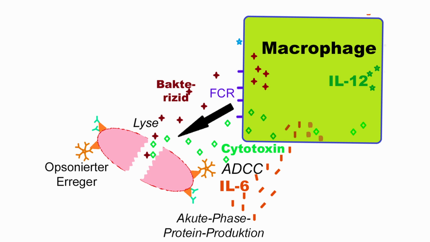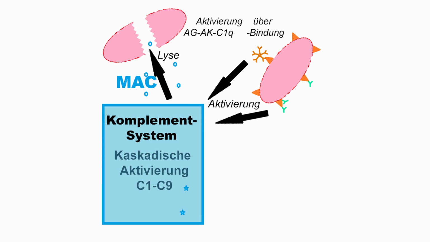Macrophage-mediated lysis of the pathogen occurs by binding of the macrophage-resident Fc receptor to the Fc ends of the antibodies on the pathogen. This so-called antibody-dependent cell-mediated cytotoxicity results in the secretion of cytotoxins and bactericides from the macrophages and the destruction of the pathogen membrane. Simultaneously, activated macrophages secrete IL-6 to increase acute phase protein production in the liver. The granulocyte-mediated lysis follows the same antigen-antibody-mediated procedure as in macrophages.